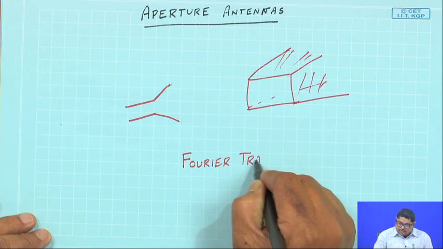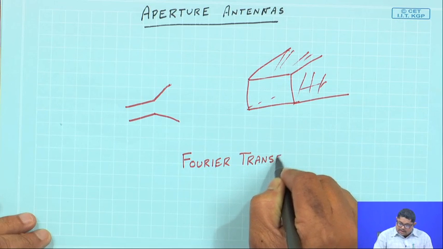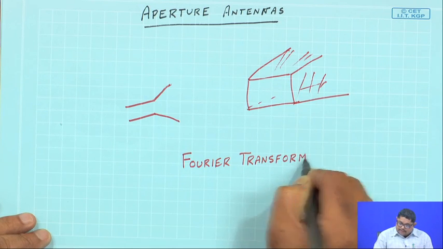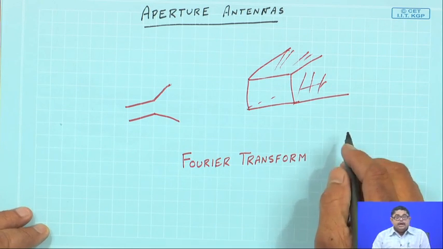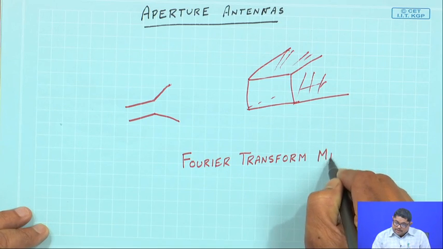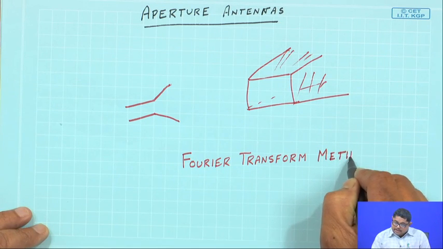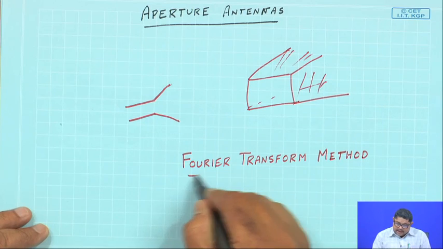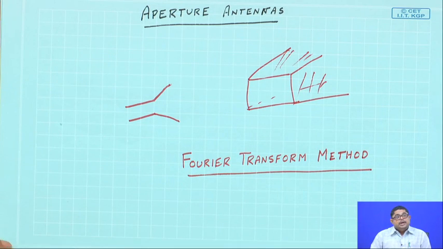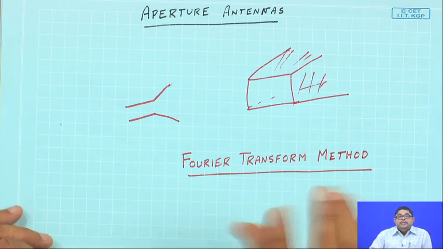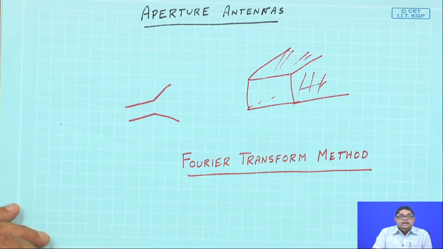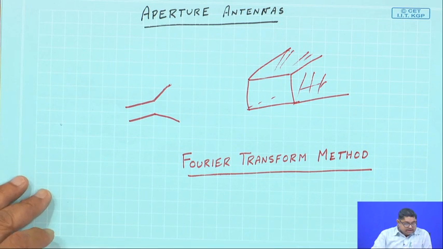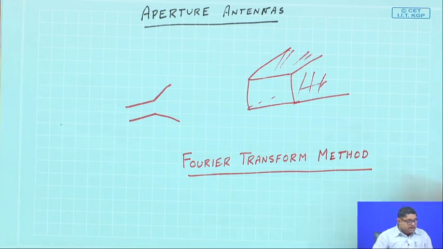I think all of you know Fourier transform, and we will use that Fourier transform knowledge. But there will be a difference here, that this Fourier transform is not the time frequency Fourier transform, it is a spatial Fourier transform. So, to understand this, let us look at this diagram.